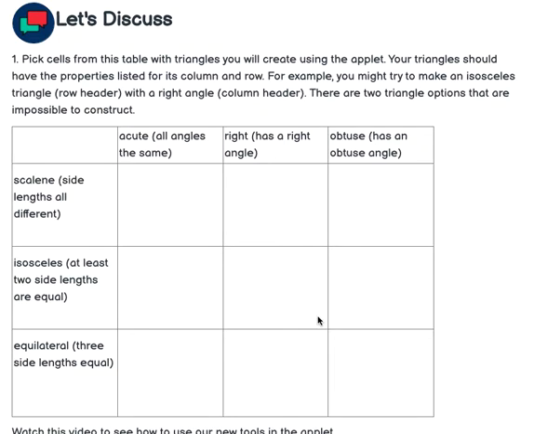For this discussion, what you're going to do is create some triangles that meet these attributes. So for example, you could build a scalene triangle where all the side lengths are different that has a right angle, and that's what you could work on, is what would fill this cell right here.